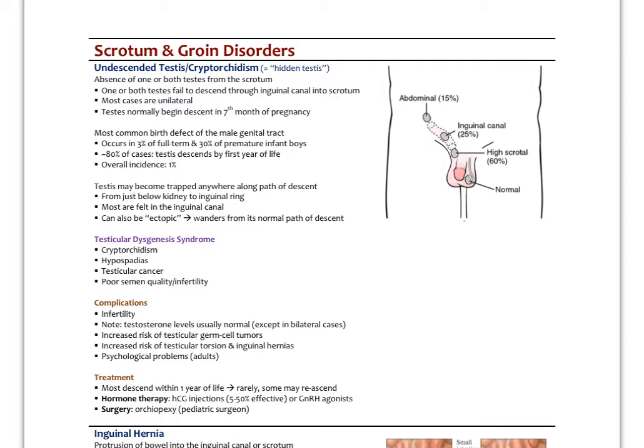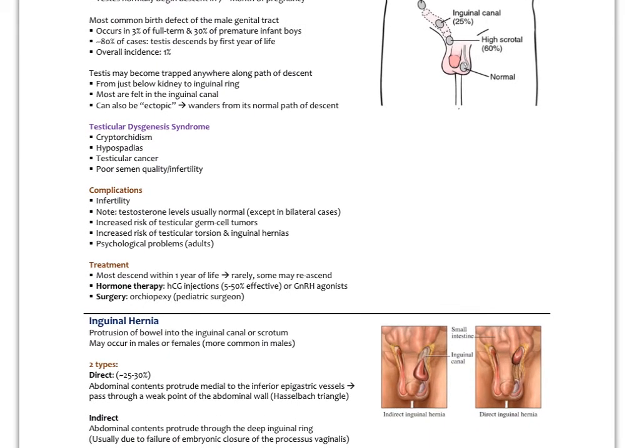Complications of cryptorchidism would be infertility, because again the testes have to be kept cooler to allow proper sperm development. Now, importantly, steroidogenesis will still occur, especially in unilateral cryptorchidism. The other testis produces normal testosterone. In bilateral cases, there might be some effect on steroidogenesis. There is an increased risk of testicular germ cell tumors and an increased risk of testicular torsion and inguinal hernias. And in adults, there can obviously be psychological issues with having an undescended testis.